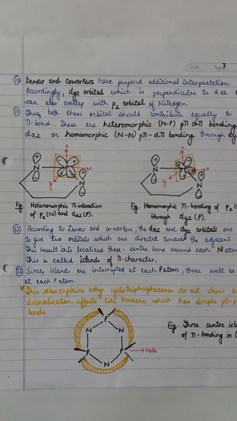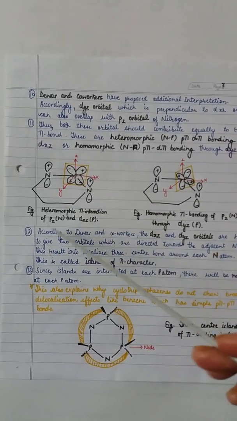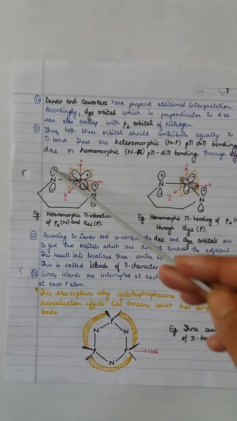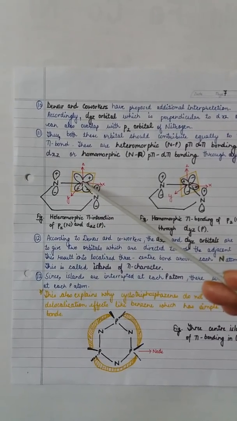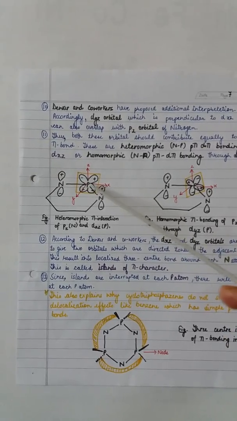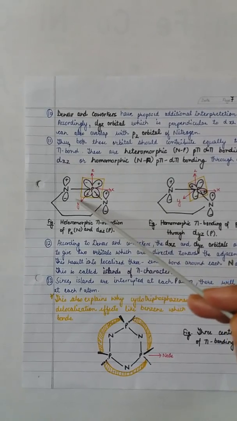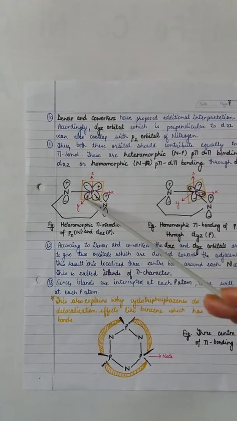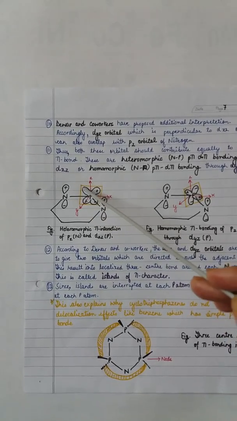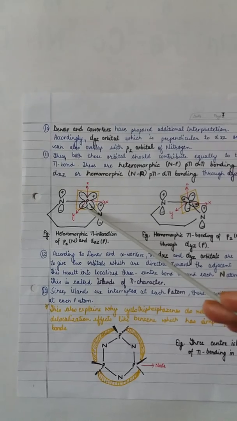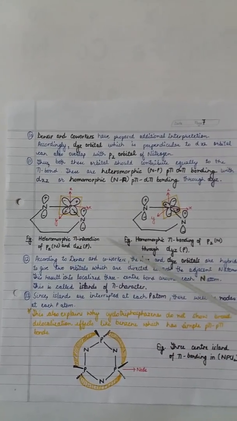So in the first structure you can see there is heteromorphic pi interaction of the pz orbital of nitrogen and the dxz orbital of phosphorus, which we have studied previously. This is the dxz orbital of phosphorus. When their interaction is there, it is known as the heteromorphic p pi d pi bonding, because there is a difference in the signs, that's why it is the heteromorphic pi interaction of pz of nitrogen and dxz of phosphorus.